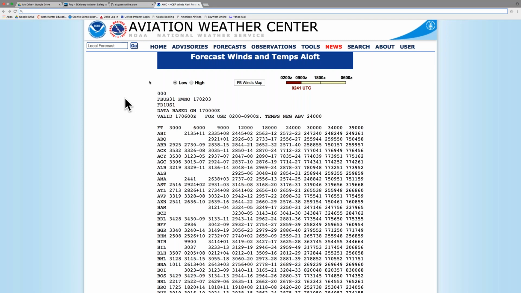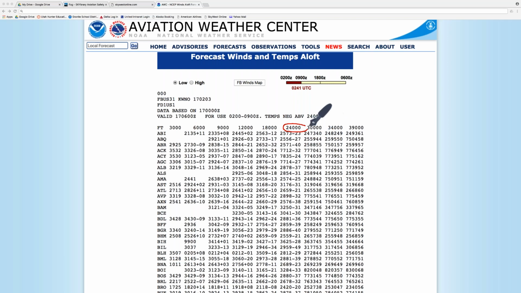What boggles my mind, since we're all aviation geeks here, or else we wouldn't be taking this class, right? You look at World War II and the B-17 bombers and the different aircraft. The B-17 bombers flew at 25,000 feet when they were doing their missions, and it's all open air.